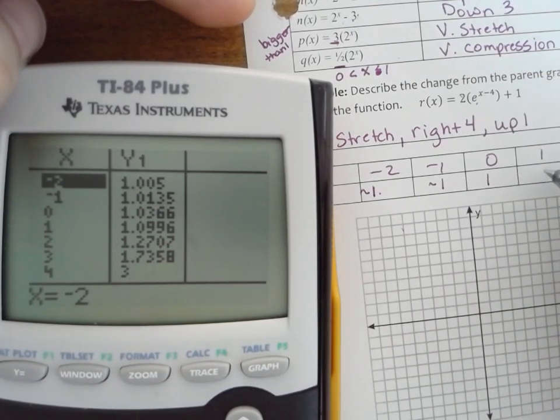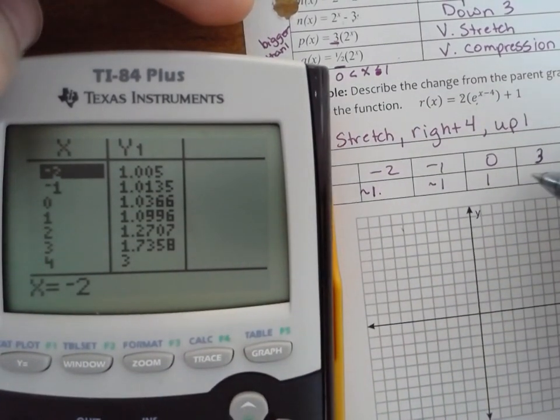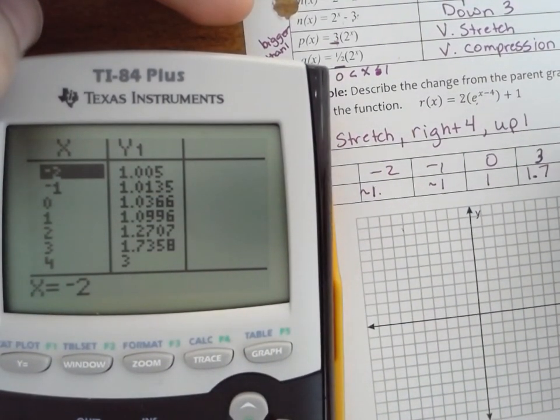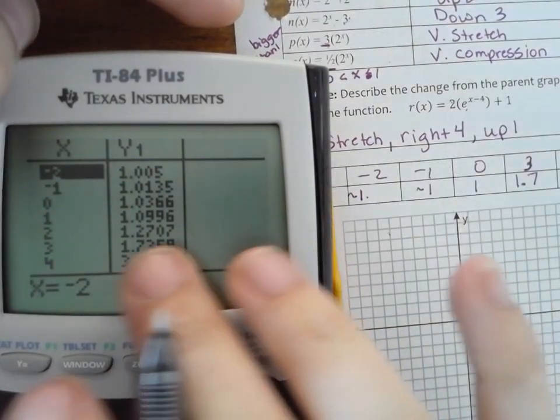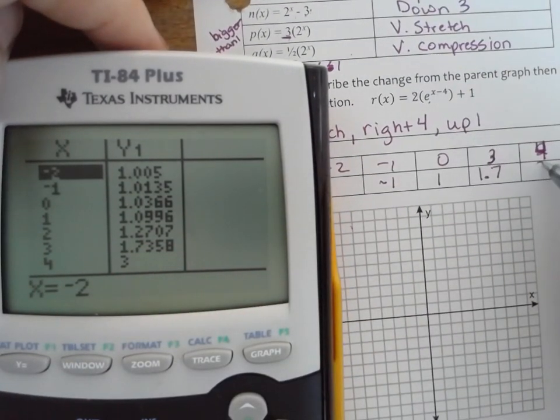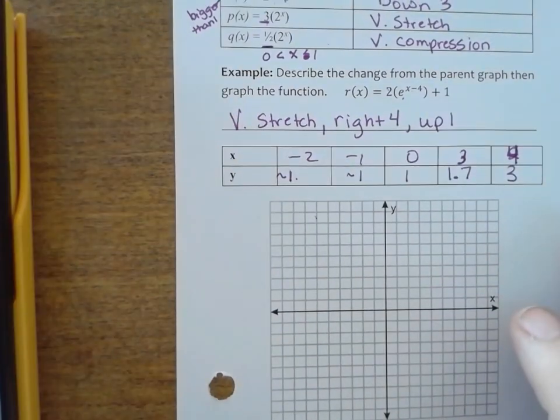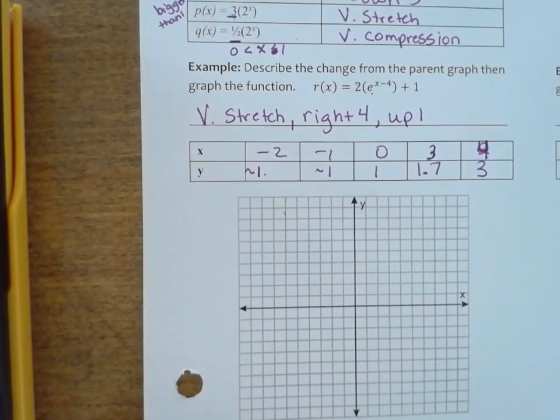At 1, it's about 1. Actually, let's bump this up a little bit. I'm going to change this to 3 because that's when stuff starts getting interesting. That's about 1.7. And then if I choose 4, I'm just trying to pick nice numbers on my calculator. 4 is 3. Those are the numbers I ended up picking. You might change them once you get in there and look at it.